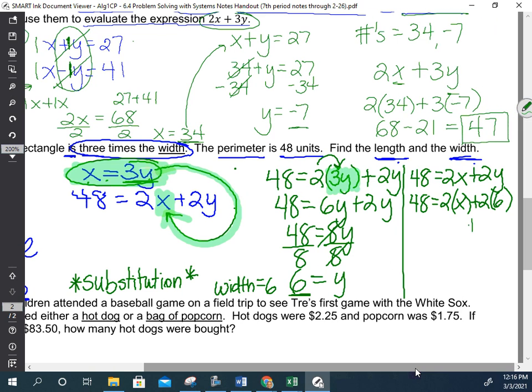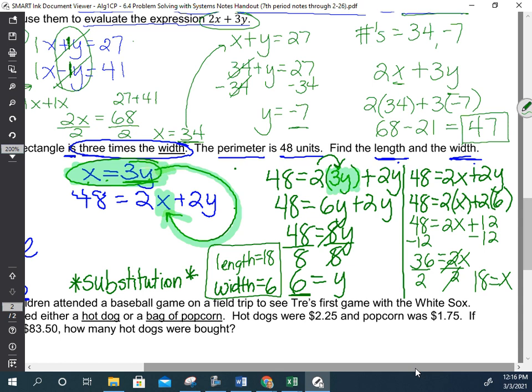So 2 times 6 is 12. Subtract 12 on both sides. So that's 36. Divide both sides by 2. 36 divided by 2 is 18. So as long as you don't do anything mathematically wrong, you should still get the same answer. So your length is 18. That's it. I'm done.